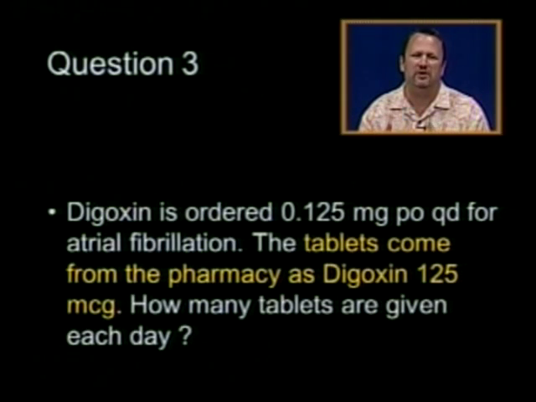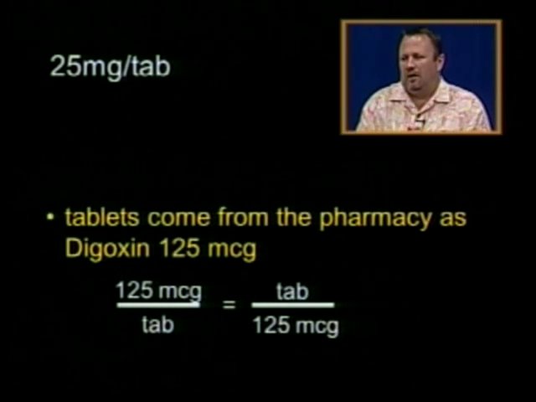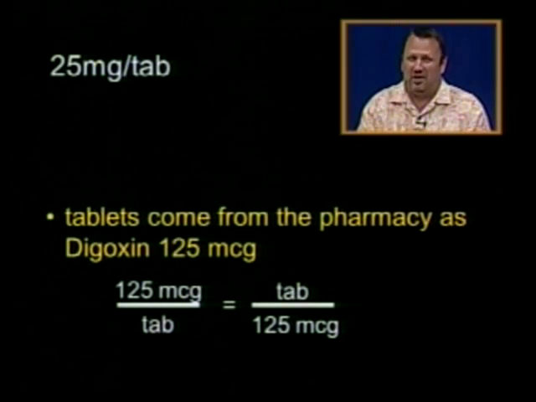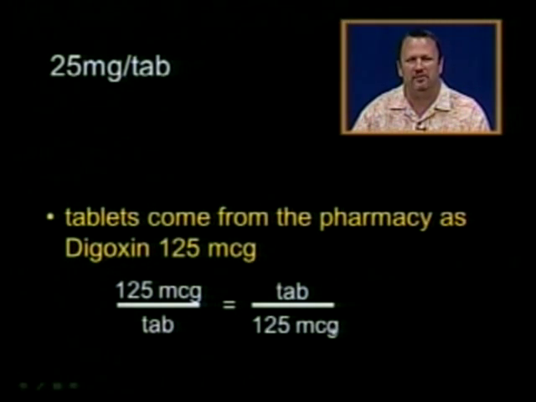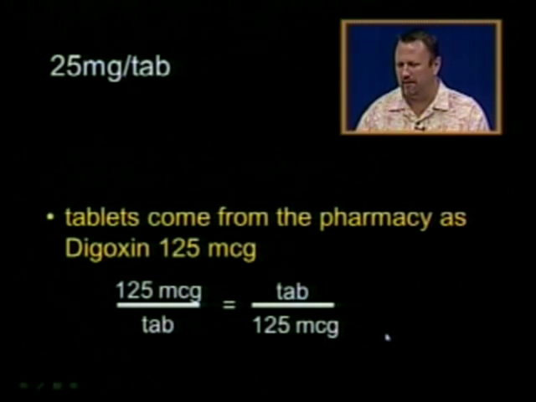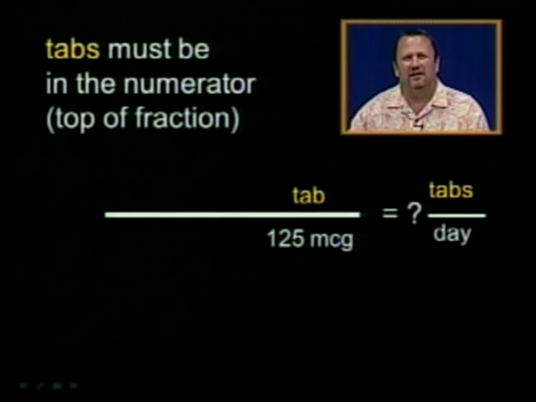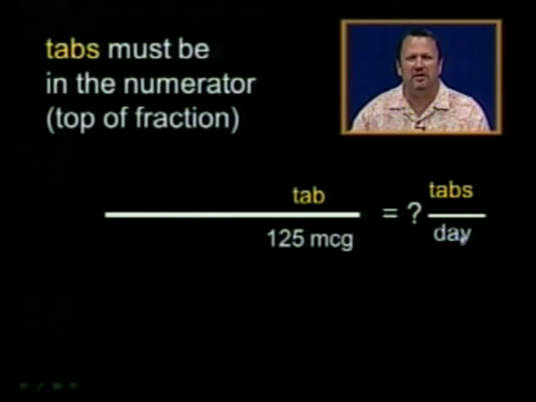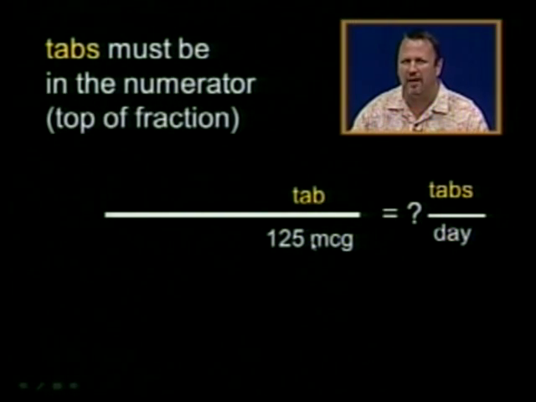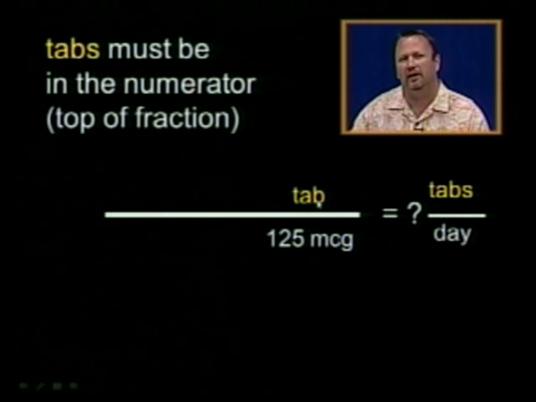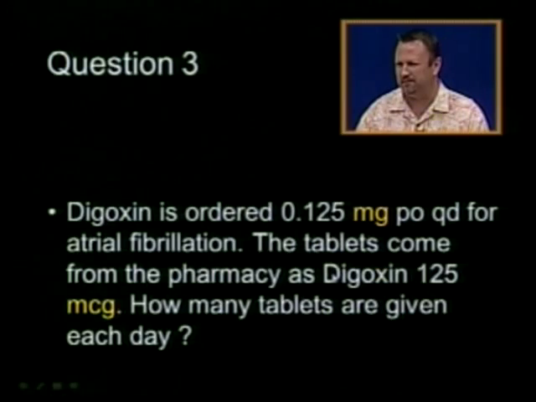The tablets come from the pharmacy as Digoxin 125 micrograms. So we can write that as 125 micrograms per tab. Again, we can turn that upside down if we need to and say a tab per 125 micrograms. Because the question was how many tabs per day and tabs needs to be in the numerator, I chose tab over 125 micrograms so that tab would be in the numerator where it belongs.